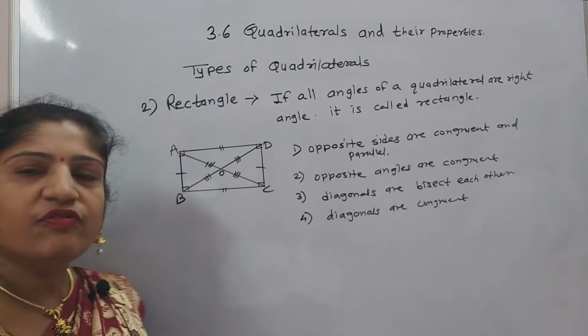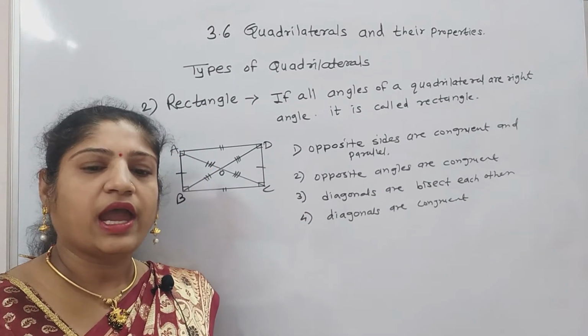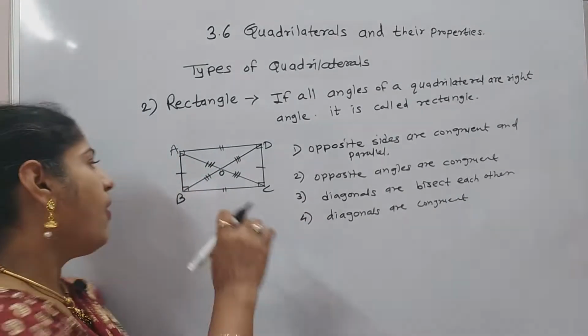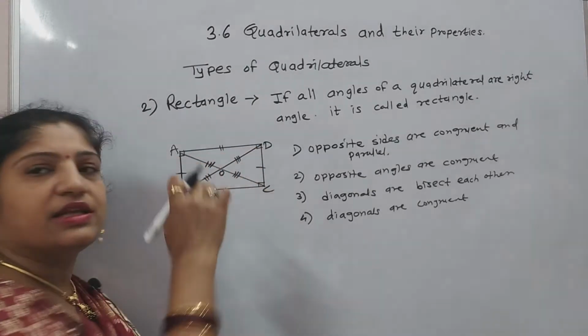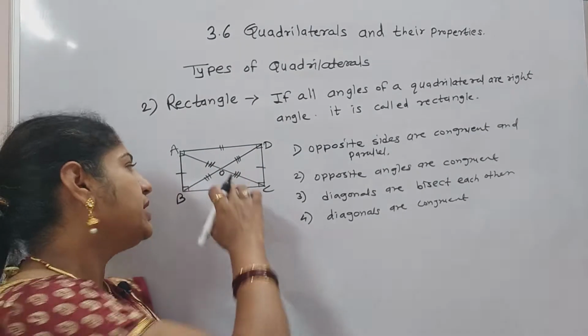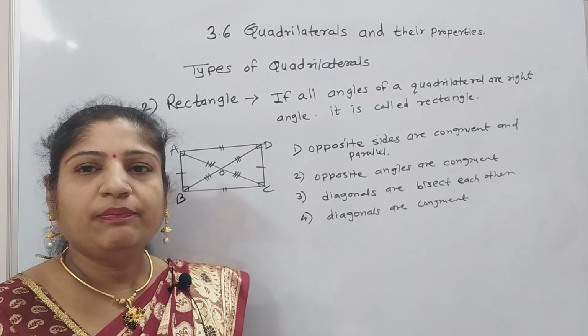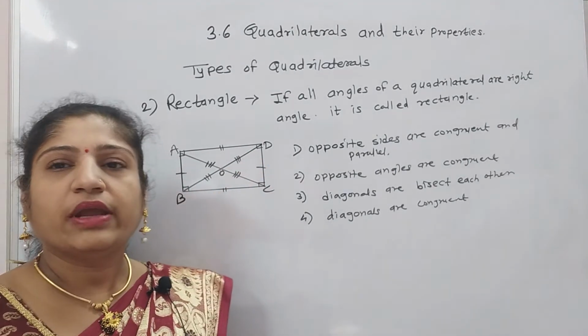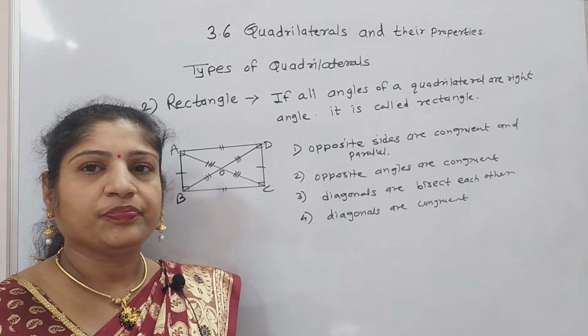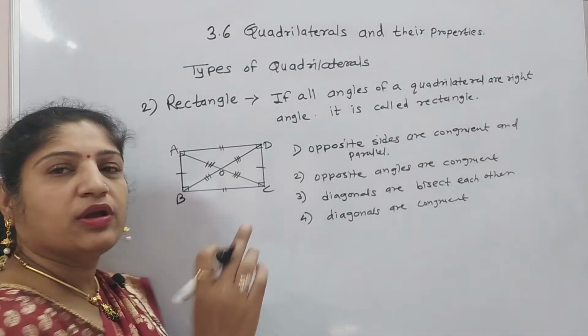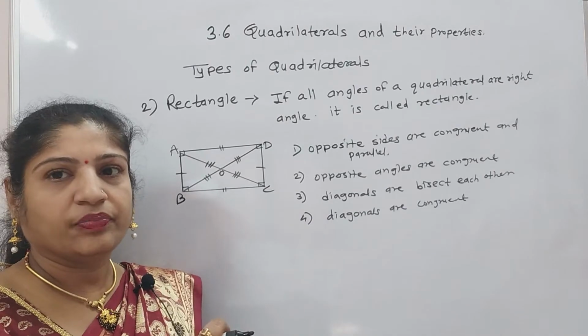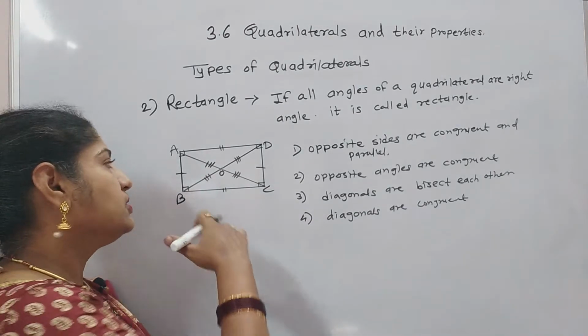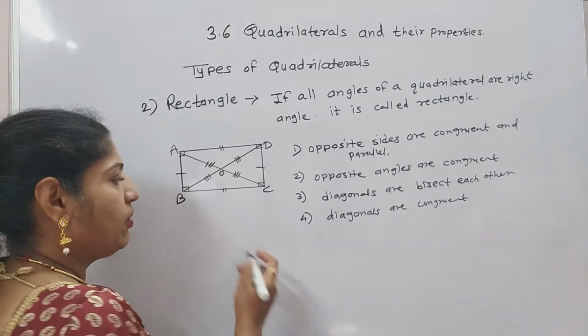Then what is the difference between parallelogram and rectangle? All angles of a rectangle are right angles and both the diagonals are congruent. In a parallelogram, this angle may or may not be 90 degrees. But each rectangle is a parallelogram.